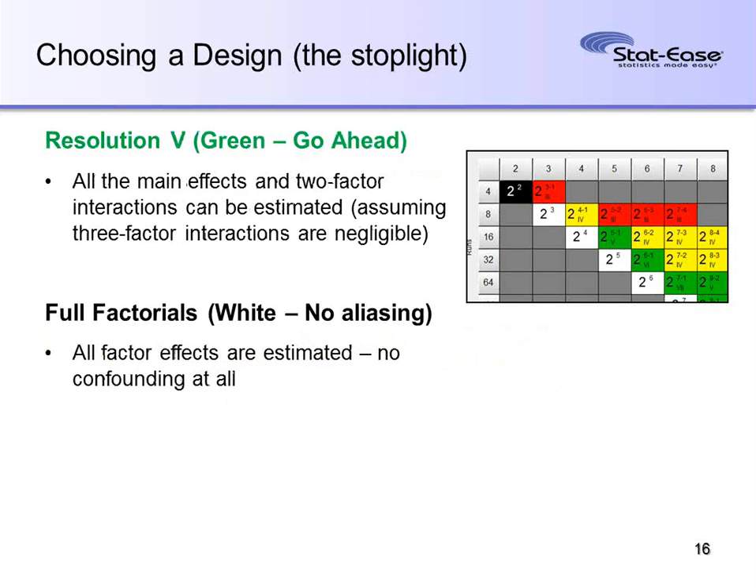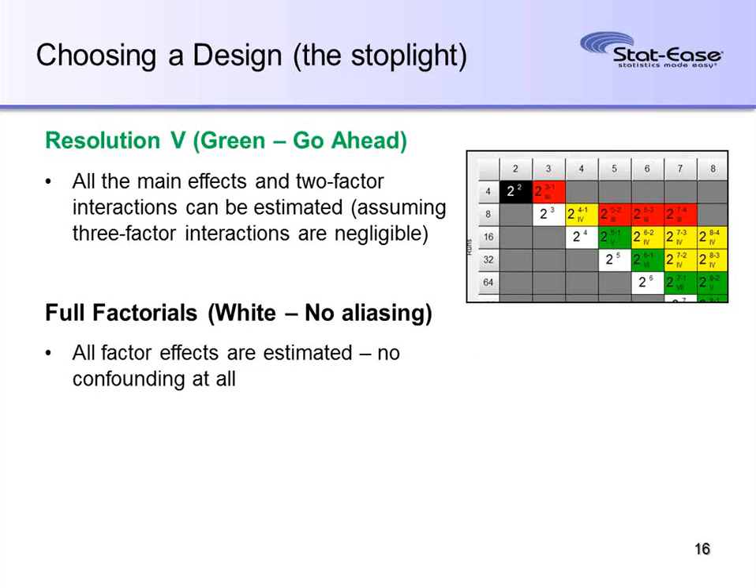Resolution 5 designs are the green designs, and green means go fast. Use them freely. The white designs have absolutely no aliasing and can estimate all effects, but the problem with them is that they're the maximum number of runs. They're every possible combination, and so they might spend more resources than you need to. So I like to go back to the green designs, usually half the number of runs, and still give you all your main effects and all of your two-factor interaction effects.